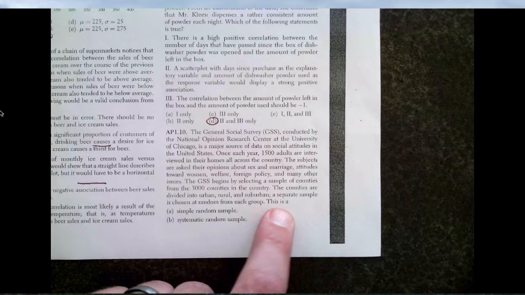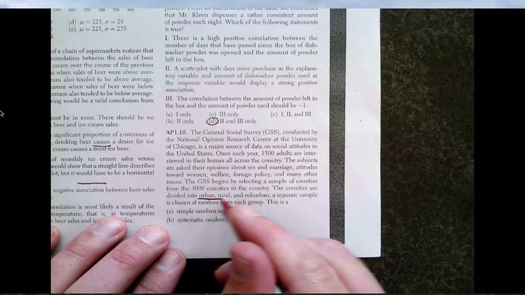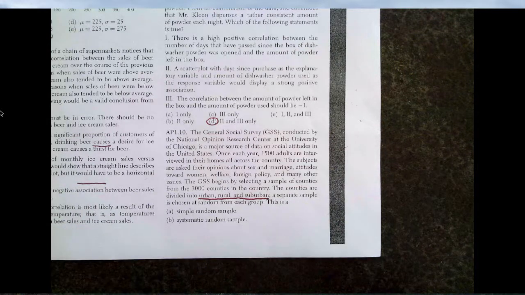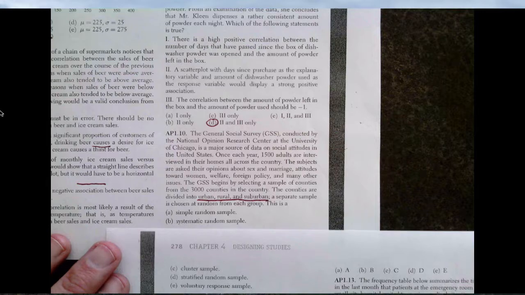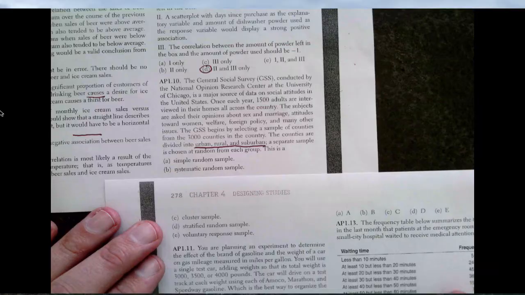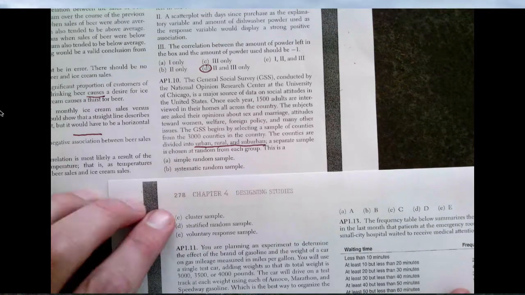Okay, so really we are organizing the data according to urban, rural, and suburban. So here is the actual way in which they're being organized. So it matters. Now, we're between a cluster sample and a stratified. So looking at all the options, we see that the other options here are cluster, stratified, and volunteer response. So we are definitely not A, B, and E. We're down to C and D.